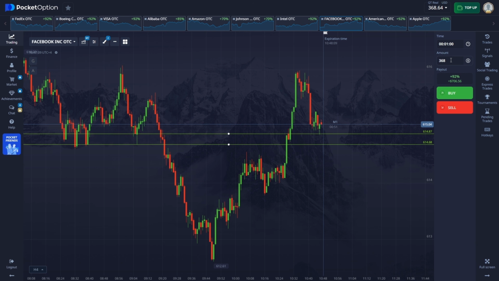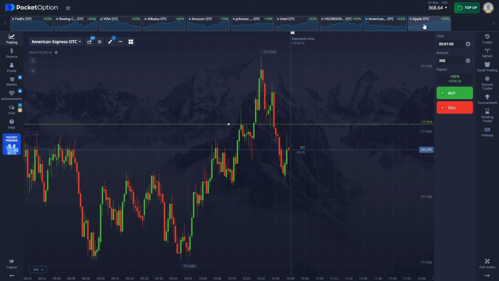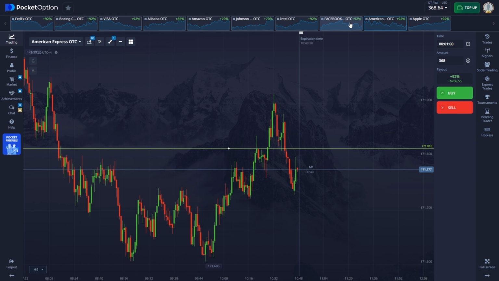Let's find a trade for $368. So how does retracement work? When a candle breaks a support or resistance level, it comes back. At that point, you'll see either a green or red candle, and then you take the trade in the opposite direction of the trend. Let's find another trade.